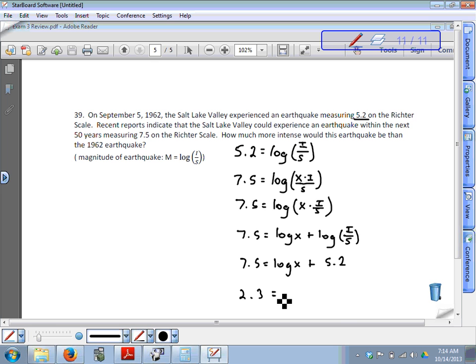2.3 is equal to the log of x. Now this is log base 10, and we're solving for x. So to get rid of this logarithm that has a base of 10, we need to use a base of 10 on both sides. So x is equal to 10 raised to the power of 2.3. This is how much more intense that earthquake is, even though it only went up 2 points on the Richter scale. The intensity increased by a factor of 10 to the 2.3 power. So 10 squared is 100, so this is more than 100 times as intense.